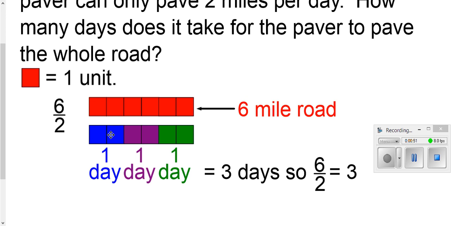So here's 2 miles. The blue represents 1 day. Here's 2 more miles. The purple represents a second day. 2 more miles. The green represents a third day. And now we get the total length of the 6-mile road. And you can see we have 3 different colors for the 3 days, so we get 3 days. So in other words, 6 divided by 2 is 3.